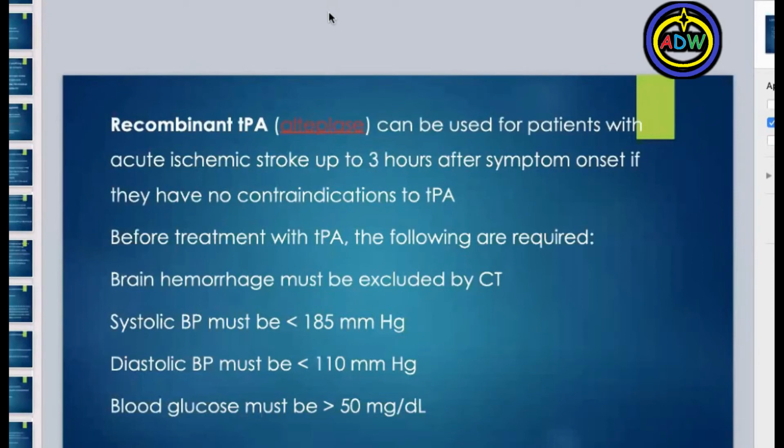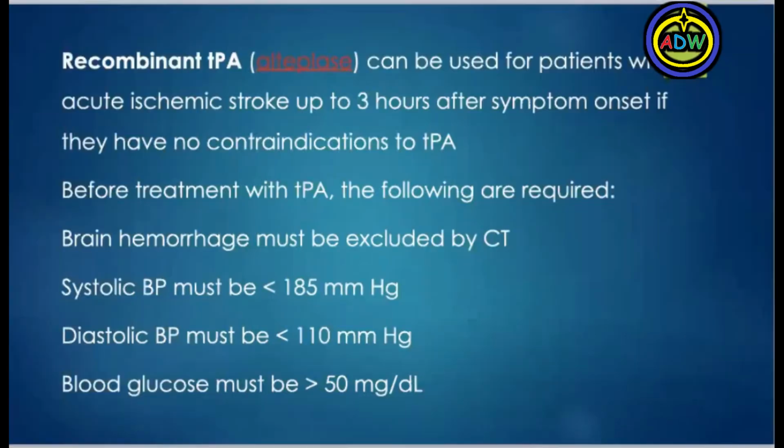Before treatment with alteplase, the following are required. Brain hemorrhage must be excluded. Systolic blood pressure must be less than 185. Diastolic blood pressure must be less than 110. Blood glucose must be more than 50 milligrams per deciliter.